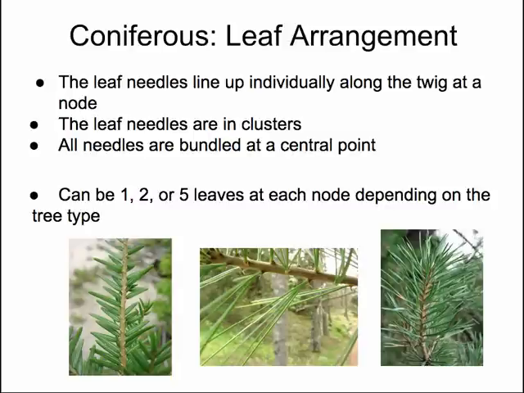When you're talking about conifers, you also have to look at the leaf arrangement. There are 3 different ways that the leaves can be arranged on a conifer tree. The first way is leaf needles line up individually along the twig at a node. This can be seen in the bottom left-hand corner. The second way is the leaf needles are in clusters, such as the picture in the middle. All of these needles are then bundled at a central point. In coniferous leaves, they can be 1, 2, or 5 leaves at each node, depending on the tree type.